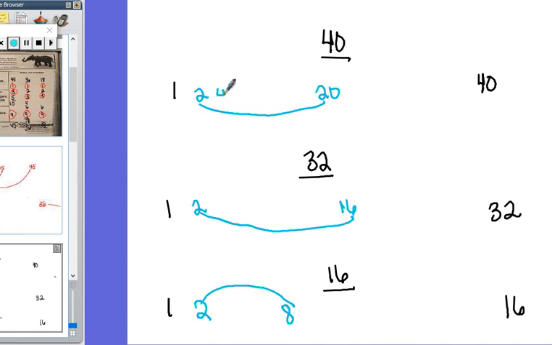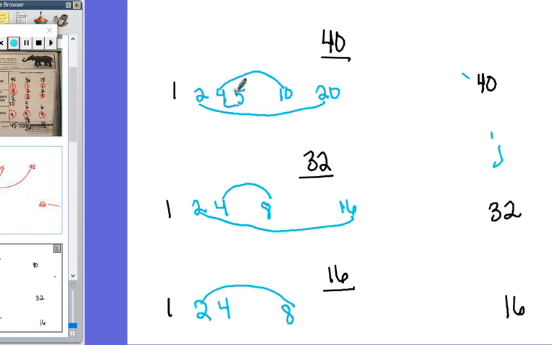4 times 10 is 40. And 4 times 8 is 32. And 4 times 4 is 16. Since it's a double, I'm not going to write that twice. Then let's see, 5. 5 will work. 5 times 4 is 20, so that will work for that one.